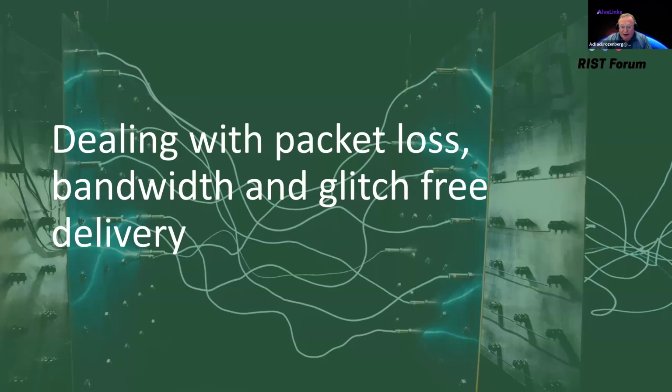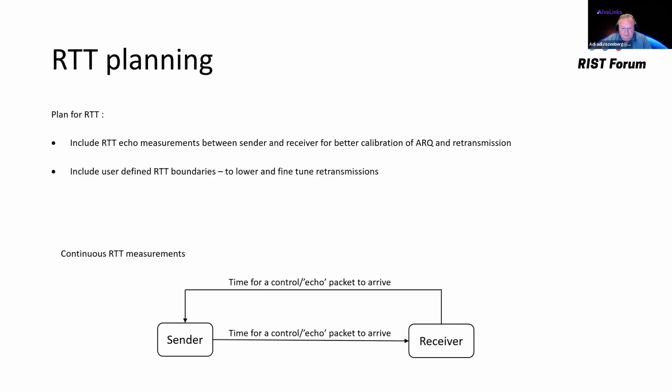Now, let's talk about dealing with packet loss and bandwidth and glitch-free delivery. So first of all, RTT planning. Most delivery systems, just like SRT, Zixi, and RIST, have a method to measure the RTT. They are doing that with echo messaging. A packet is sent from the receiver to the sender and then back, so we can measure the RTT. This is done every second or several times during a second to get the most accurate RTT. That is a dynamic RTT measurement.